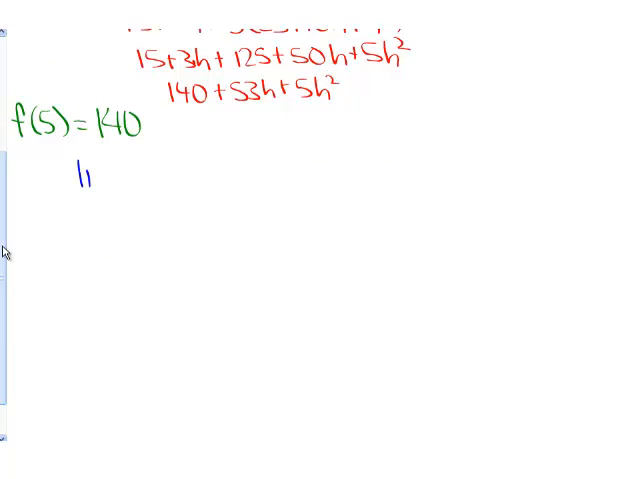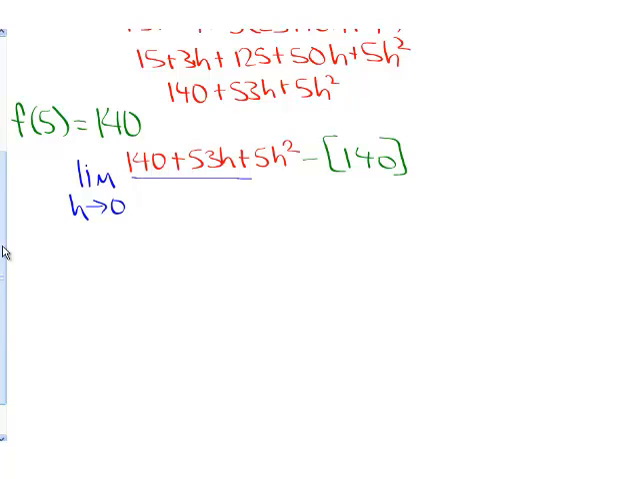So we're going to look at the limit as h approaches 0 of 140 plus 53h plus 5h squared minus, and any time you do subtraction with this limit rule, always put a bracket. If you don't put a bracket, you're going to make a mistake, usually, not every time. And this is 140, all over h.